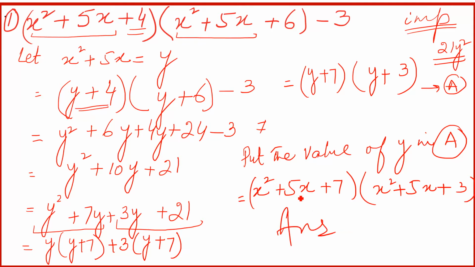So what did we do in this question? We saw that x² + 5x is common, which is in the first parenthesis and also in the second parenthesis. So we made our question easy. We said, okay, x² + 5x is equal to y, and then we solved the question.